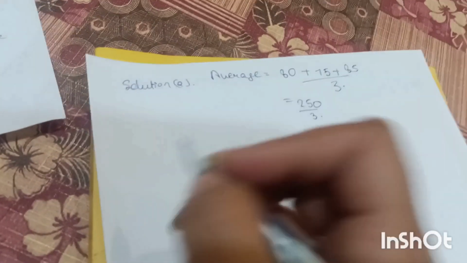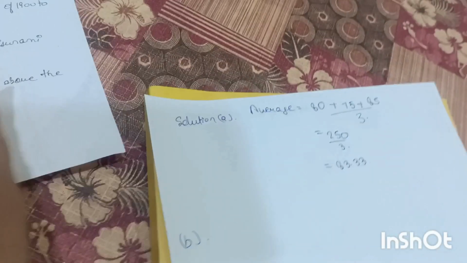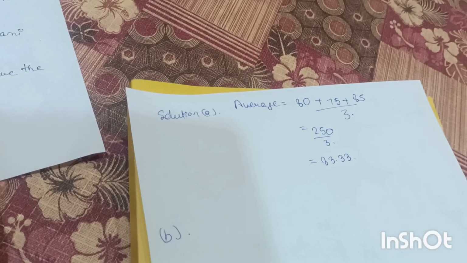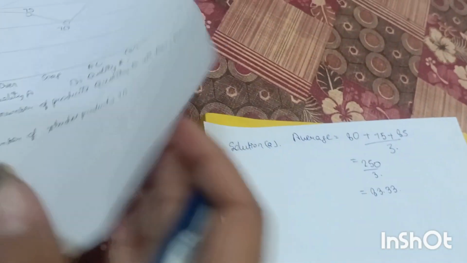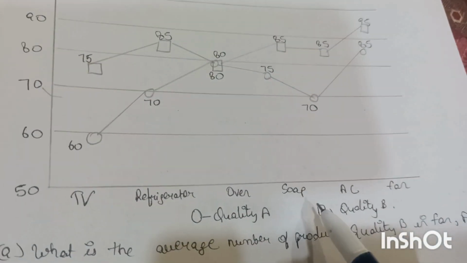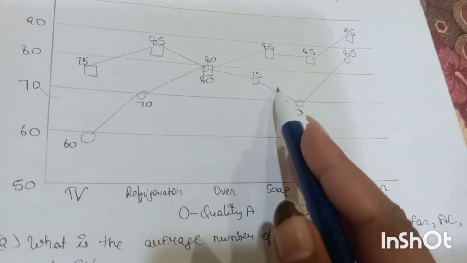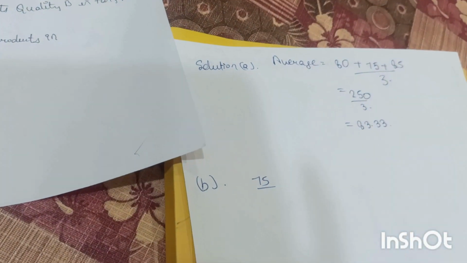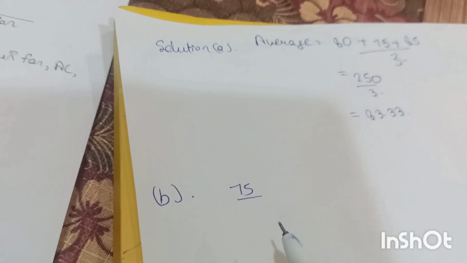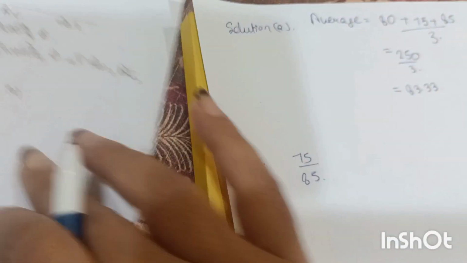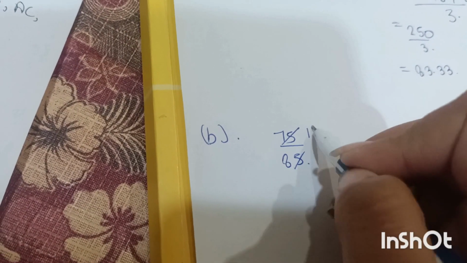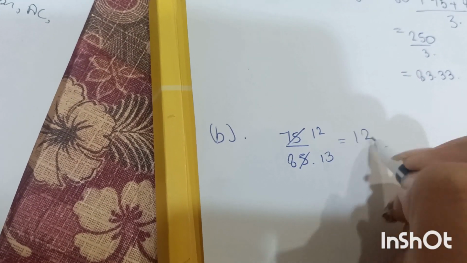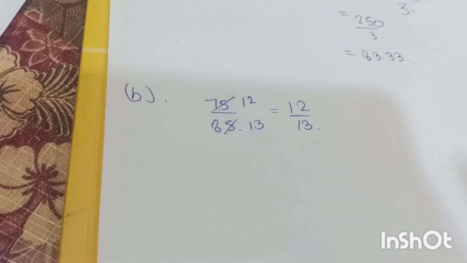Okay, so in the next we have to find the ratio. So we have to find the ratio of quality A product soap. Quality A product soap, so the value is 75. So 75 upon, we have to find the value of product B refrigerator. Product B refrigerator is 85. So now when we'll simplify it, we'll get the ratio as 13:12.